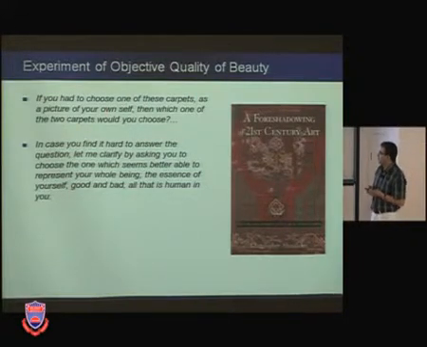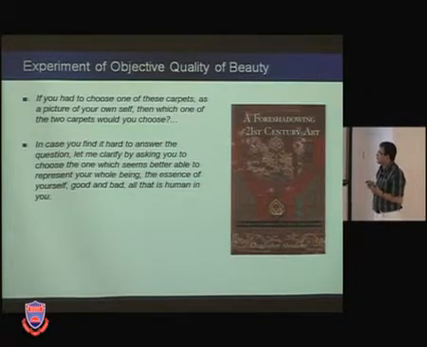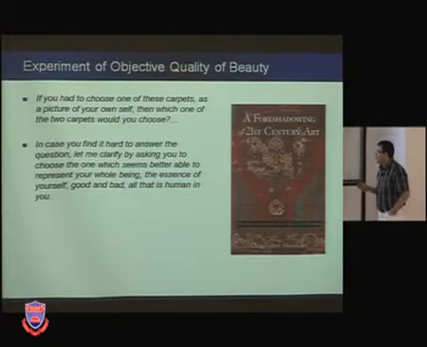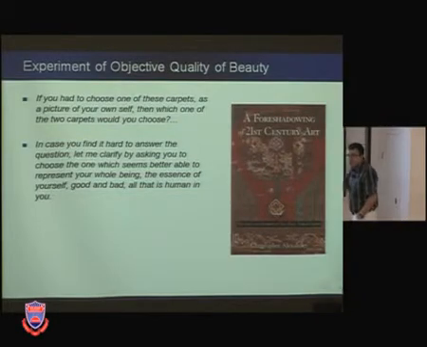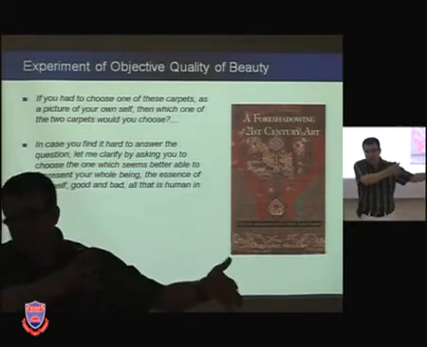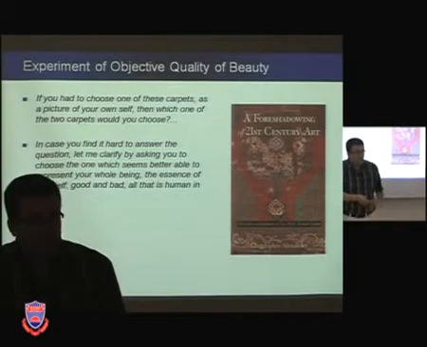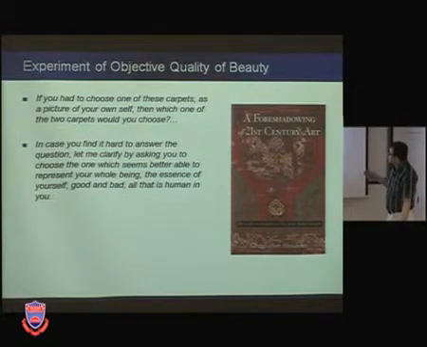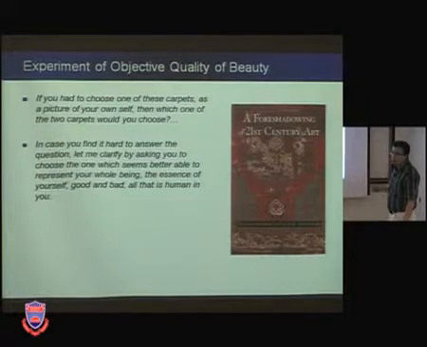If you had to choose one of these carpets, so that's the next slide, as a picture of yourself, then which one of the two carpets would you choose? We will focus on that in a minute. In case you find it hard to answer the question, let me clarify by asking you to choose the one which seems better able to represent your whole being, the essence of yourself, the good and the bad, all that is human in you. So just like in the strips he said rank order these with respect to the coherence, and here he says look at these two carpets and say, okay, which one you would choose. He used the terms a picture of yourself or coherence.